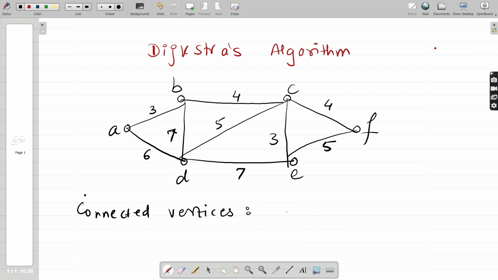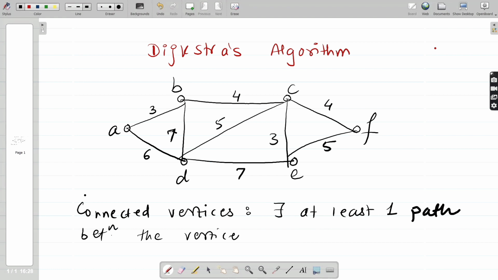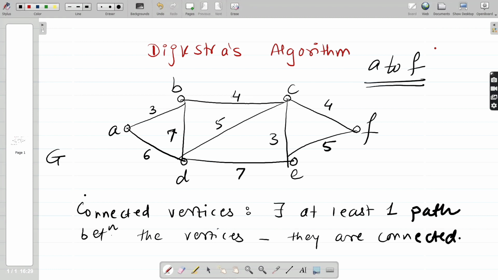Now let me define connected vertices. When there exists at least one path between the vertices, they are connected. I'm saying at least one path, which means there can be more than one path available. Like in this particular graph G, if I want to find a path from A to F, then there are various paths available.